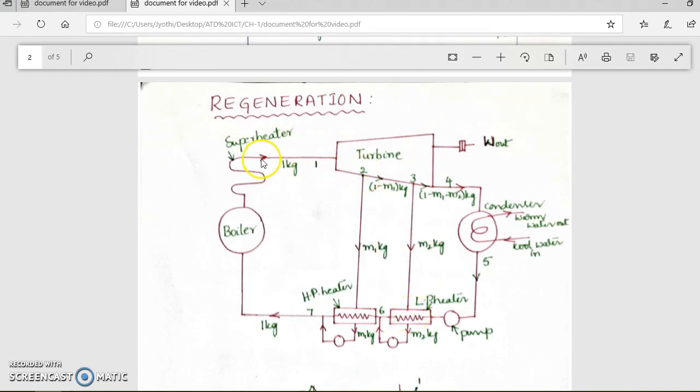Say, for example, here the steam supplied is 1 kg. After certain expansion at point 2 we are bleeding steam of mass m1 kg. The leftover steam, 1 minus m1 kg, will be supplied to the next expansion process. And after certain expansion at point 3, again we are bleeding steam, say about m2 kg. The leftover steam, that is 1 minus m1 minus m2 kg, will be supplied to the condenser.